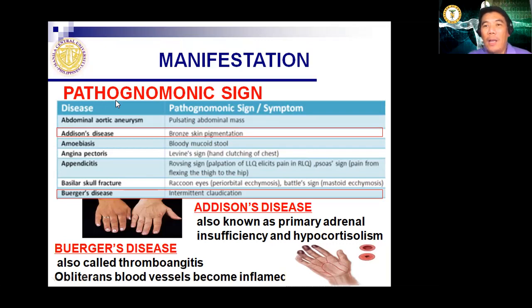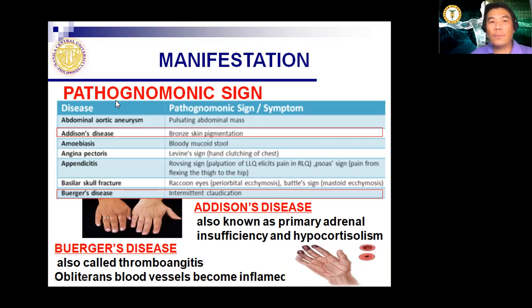amoebiasis. Obviously, from the term itself, amoeba, the client experiences diarrhea, but you can consider it amoebiasis if there is bloody mucoid stool. What do you mean by bloody mucoid stool? In the stool, there is already the presence of blood, the color of the blood, which is bright red, attached to the stool. The amoeba is the one that causes irritation and damage to the intestinal tissues. That's why it causes the bleeding. And once the client defecates, the mucoid blood is with the stool as it is excreted.